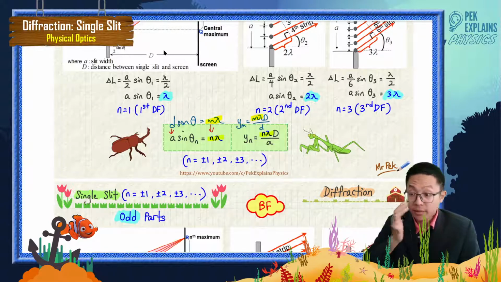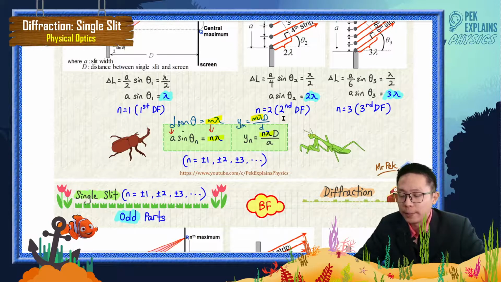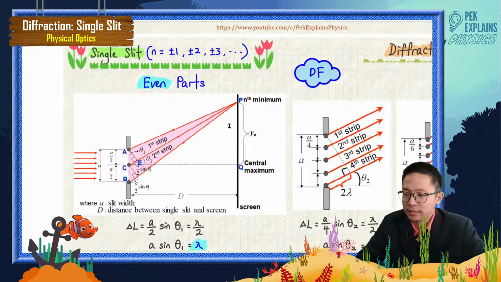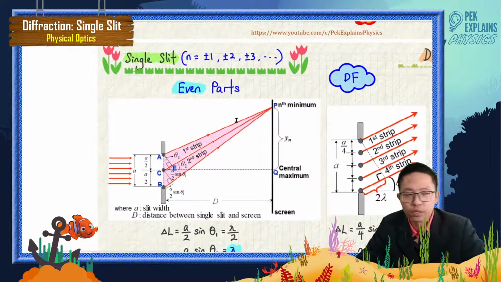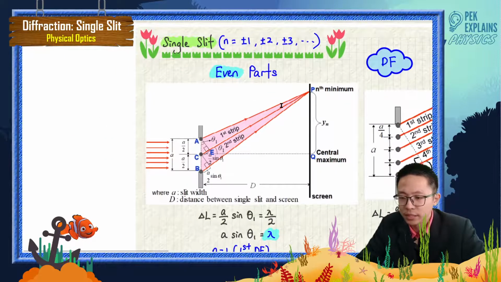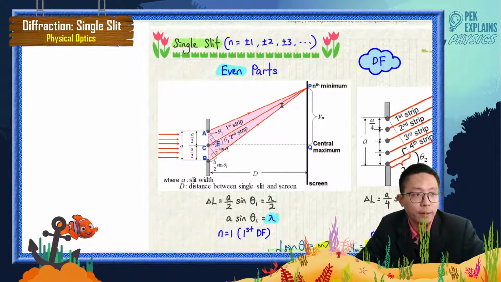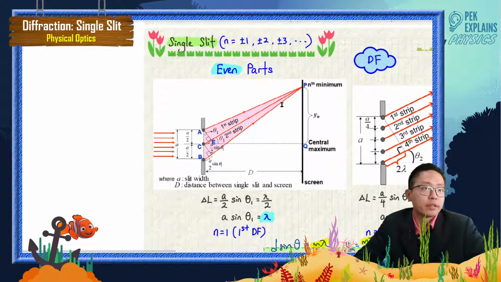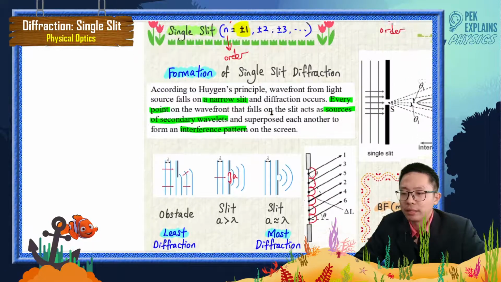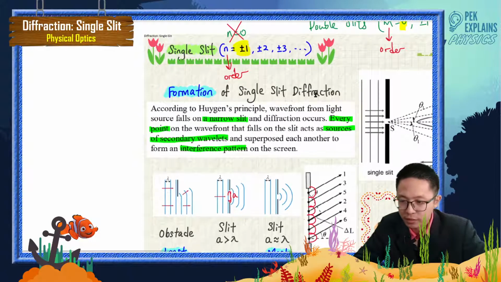Okay? Alright. Now I want to go into here. I want to discuss how to form the equations for single slit. How to form the equations for single slit. Now, this is a very interesting part. Why do you learn about the formation of single slit diffraction?